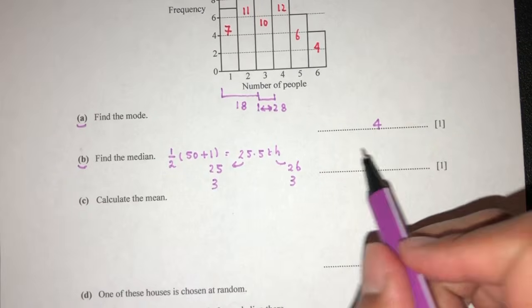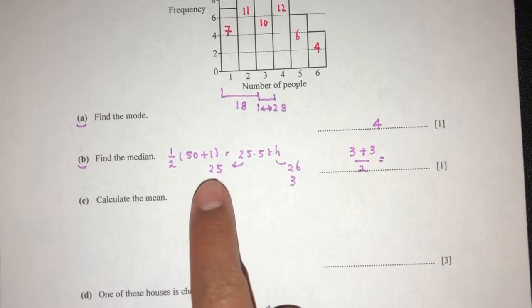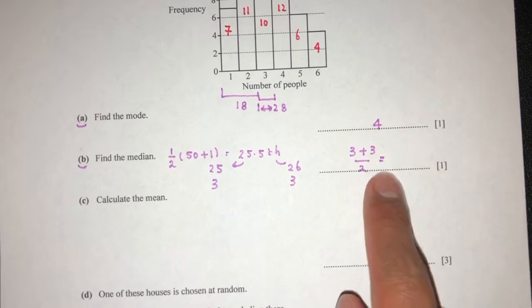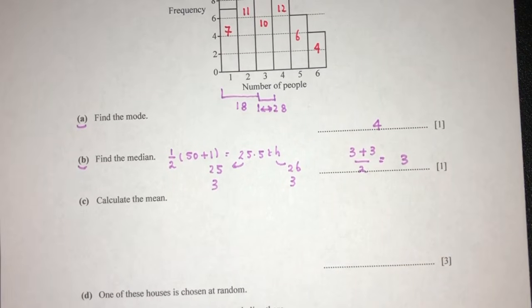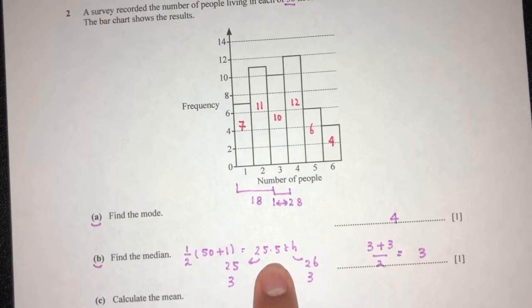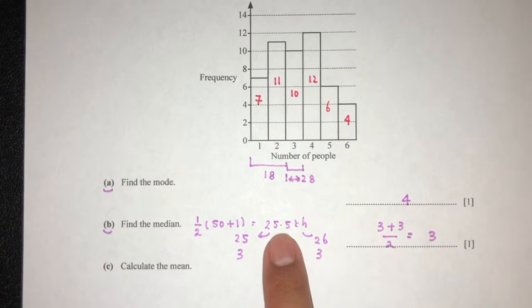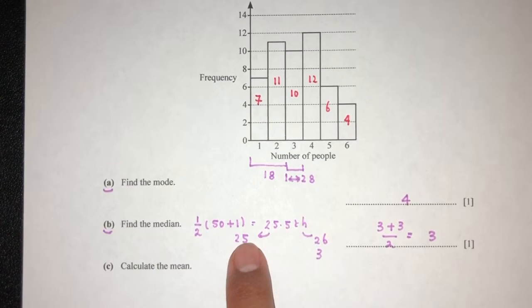So to find the median, that will be 3 plus 3 divided by 2. Why? Because we want to find the average of those two. So 3 plus 3 divided by 2 will be 3. So 3 will be your median value. Again, to find the median, we first have to take 50 plus 1 divided by 2 to find the element. That will be the 25.5th element. Obviously, we cannot find a 0.5 element. Now we understand, before this we have 25, after this we have 26. So we can find the value for each of those elements and find the average to find the median. So that's how you find the median.